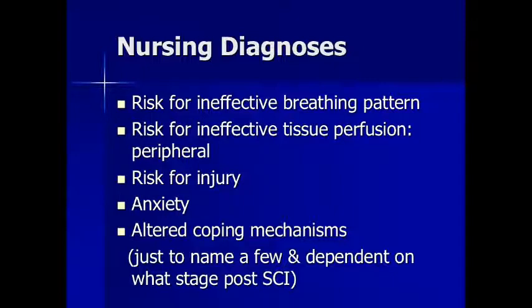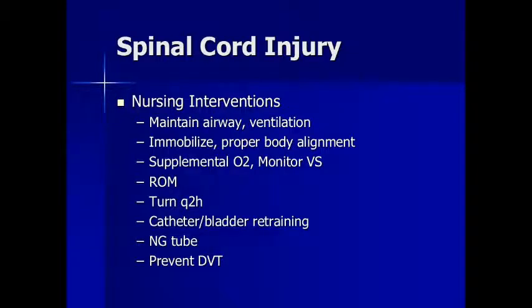We could have a risk for ineffective tissue perfusion, peripheral, a risk for injury, altered sensory perception, risk for impaired skin integrity, and you could go on and on and on down the line. So what are some nursing interventions for spinal cord injury? Well, let's talk about immediate management first.